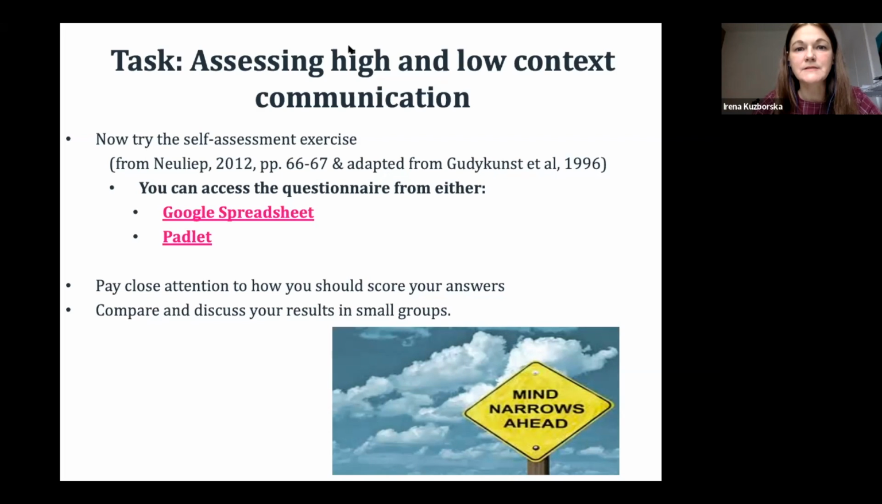So can you access the Padlet? Okay, yeah. So I'll give you 7 minutes. Not sure where you are, but I'll give you a few more minutes to finish.